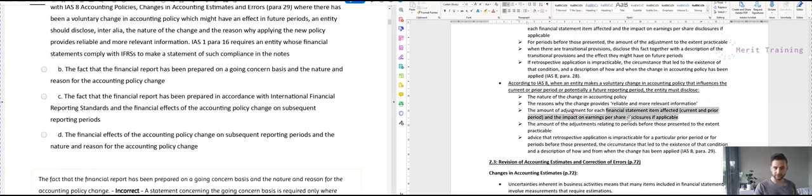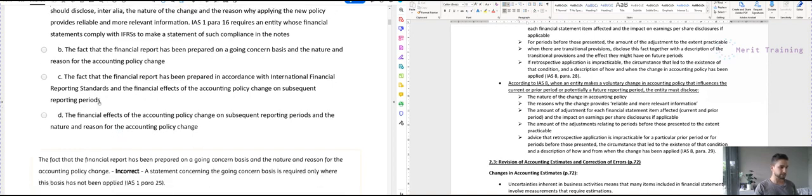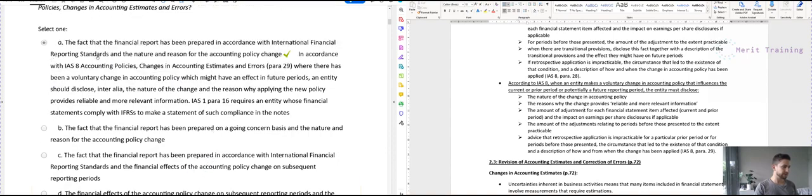So I'm not seeing anything in there about the financial effects, because most likely you won't be able to calculate that necessarily. So yeah, there's nothing in there about that latter part, so that's incorrect. And D, the financial effects of the accounting policy, again, we just proved why that was incorrect. So the answer is A.